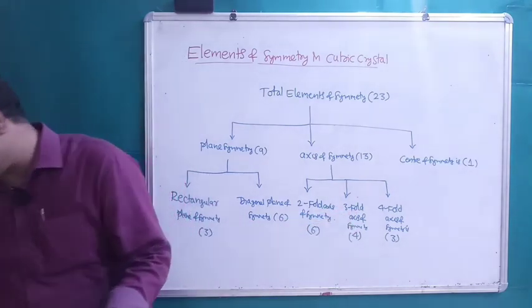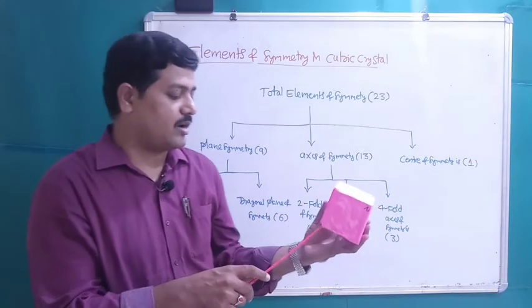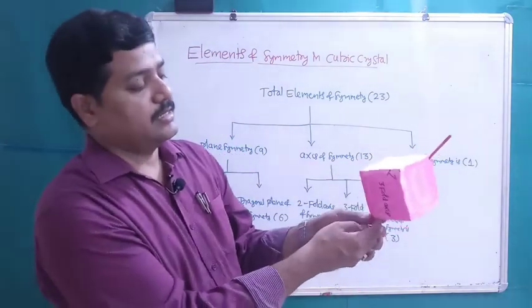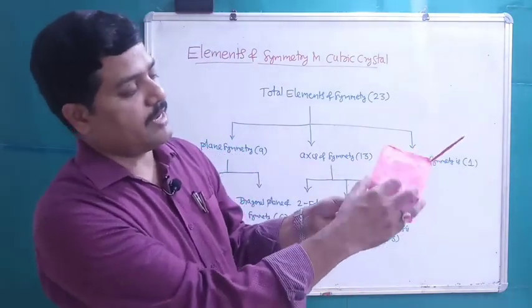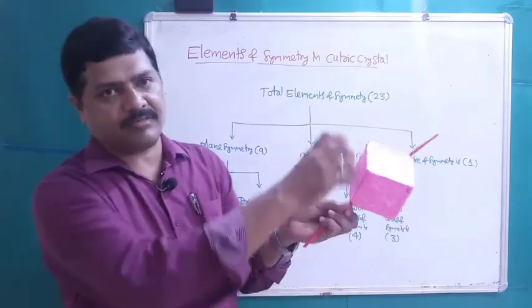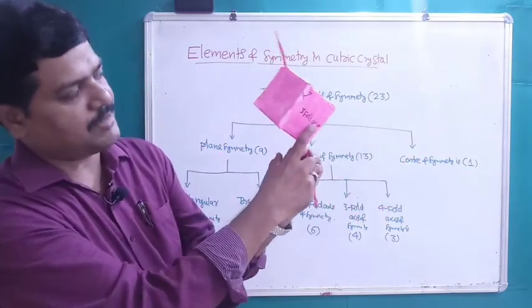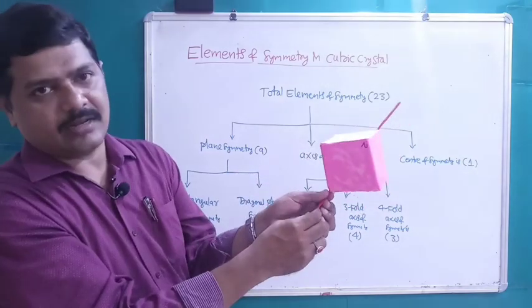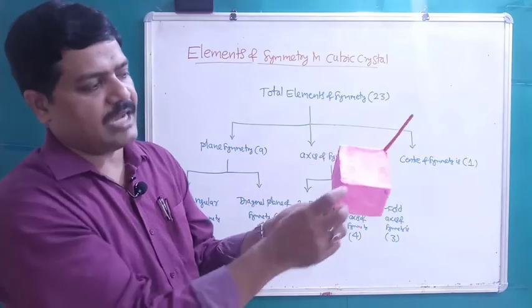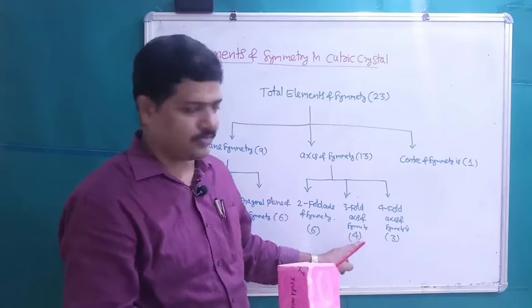Next, three-fold axis of symmetry. Three-fold axis of symmetry is the one joining the opposite corners, corner to the opposite corner. The total 360 is divided into 120, 120, 120, 3 parts. In a cube, we know 8 corners are there. Then the number of such axes possible is 4. So three-fold axis of symmetry is 4.